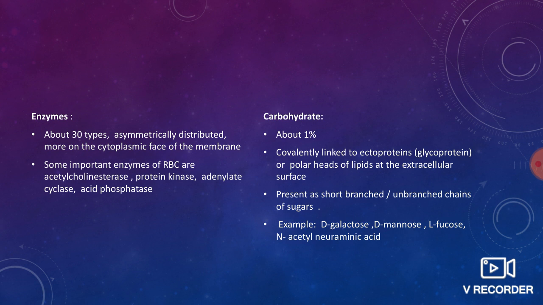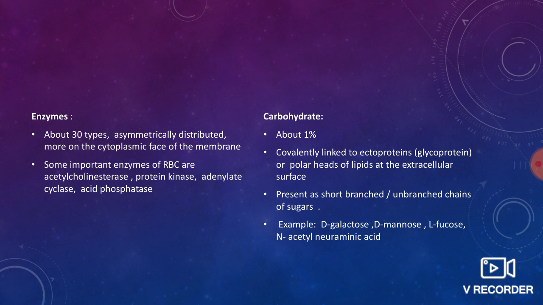Now come to enzymes and carbohydrate. There are about 30 types of enzymes. Since enzymes are proteins, and proteins are asymmetrically distributed, enzymes are also asymmetrically distributed, more on the cytoplasmic phase of the membrane. Some important enzymes, especially of RBC, are acetylcholinesterase, protein kinase, adenylate cyclase, acid phosphatase.